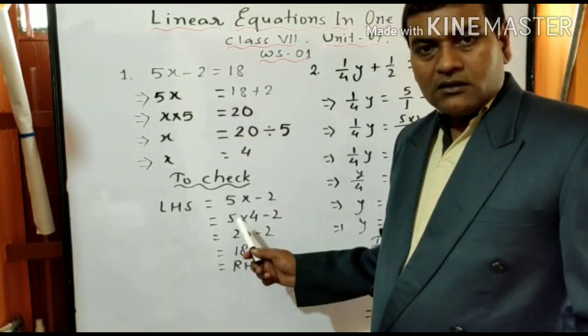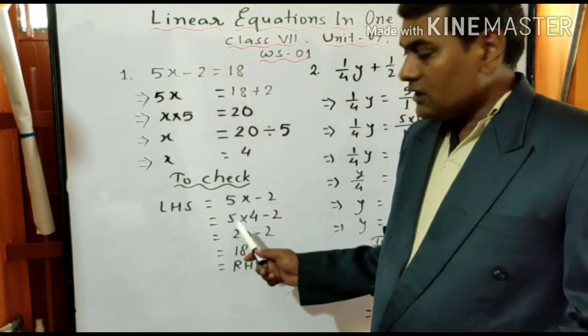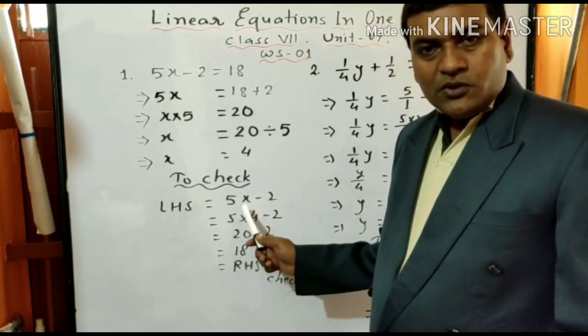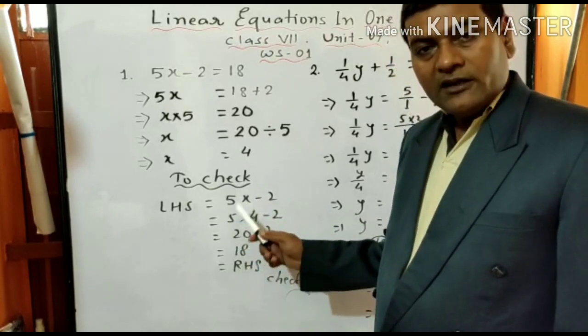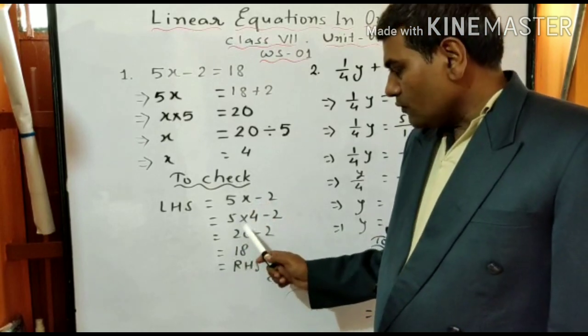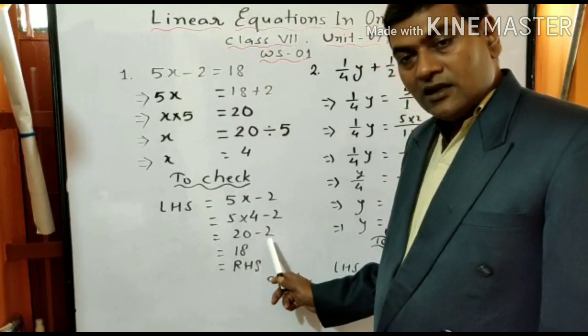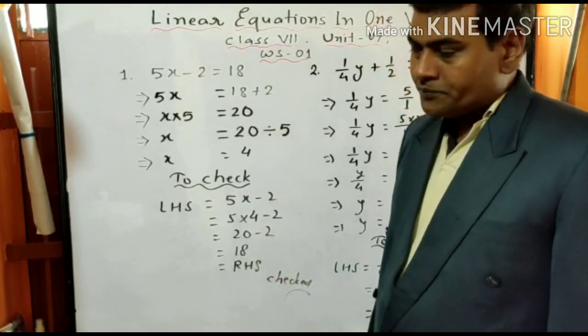Check now. Remember, when you are doing operations on the same side, there we use DMAS: divide, multiply, add and subtract. So first we multiply here. 5 fours are 20. Then we subtract here minus 2, it is 18.